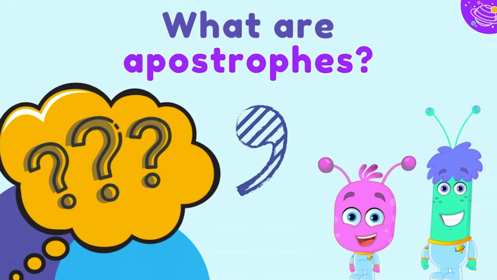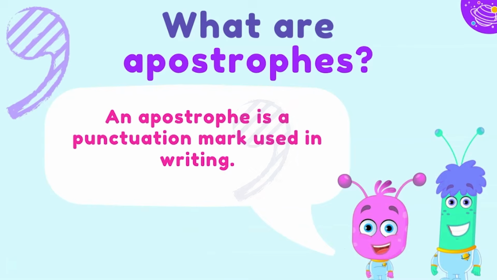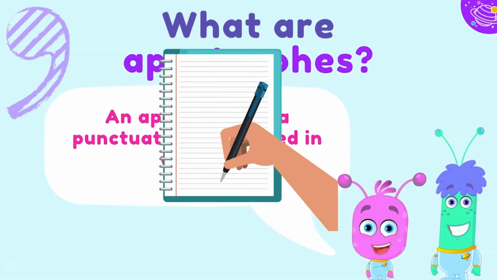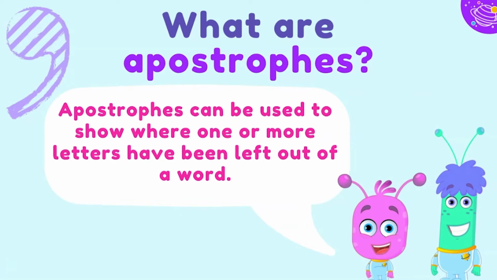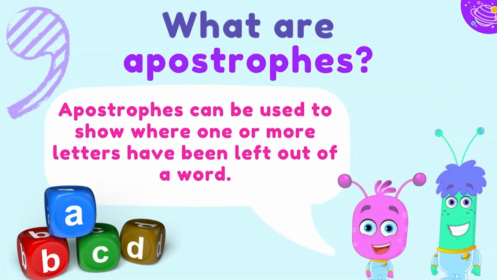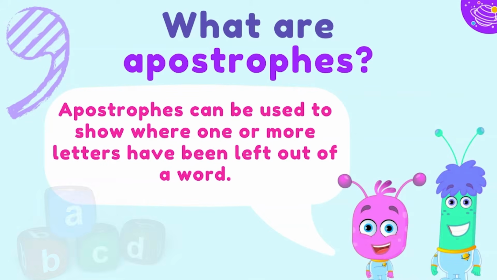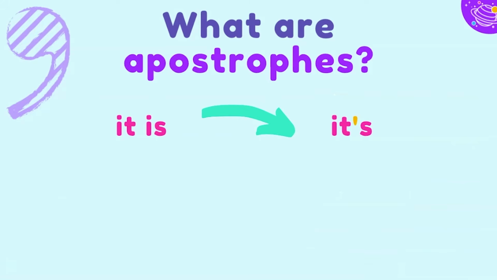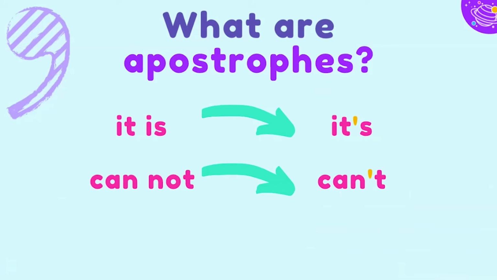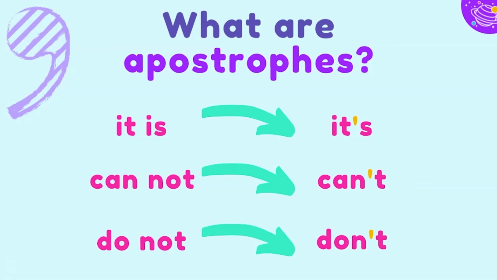What are apostrophes? An apostrophe is a punctuation mark used in writing. Apostrophes can be used to show where one or more letters have been left out of a word. For example, it is becomes it's. Cannot becomes can't. And do not becomes don't.